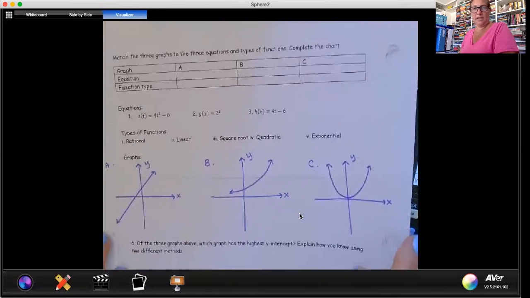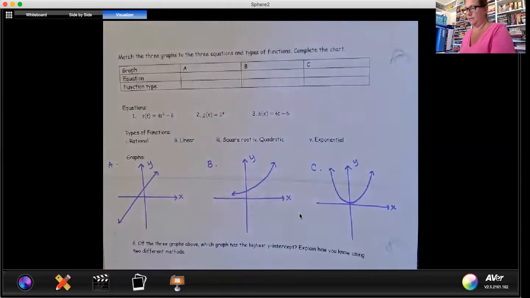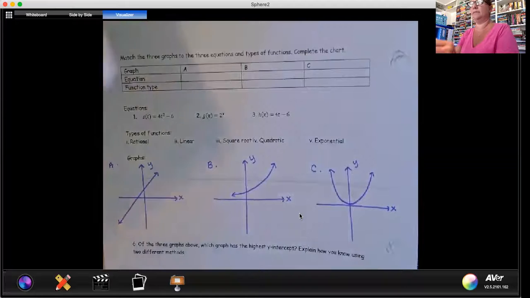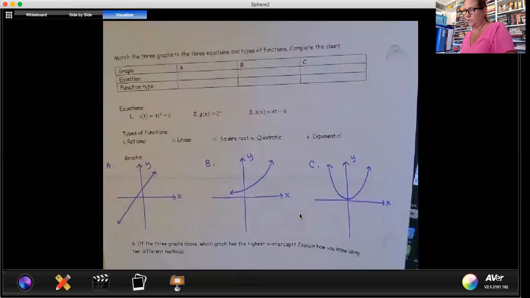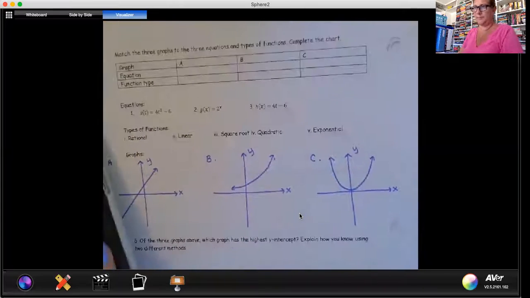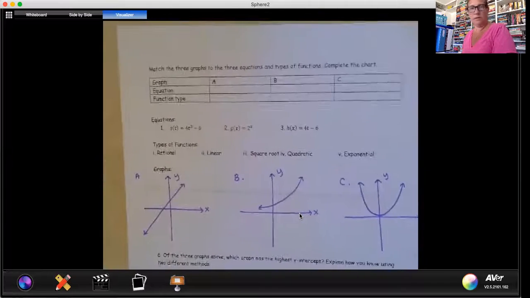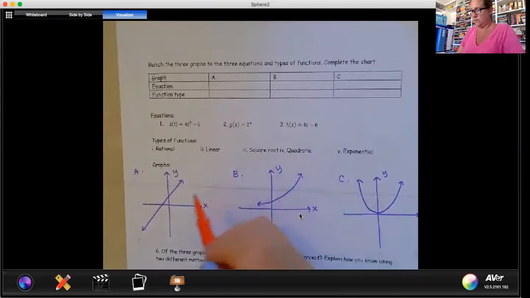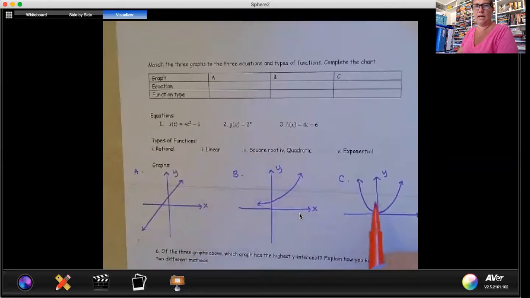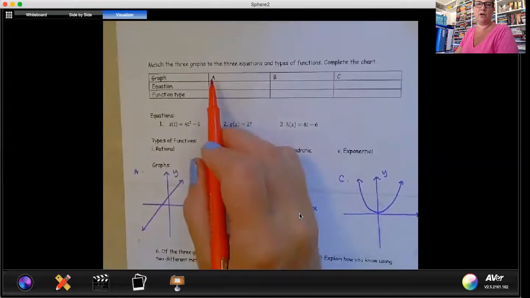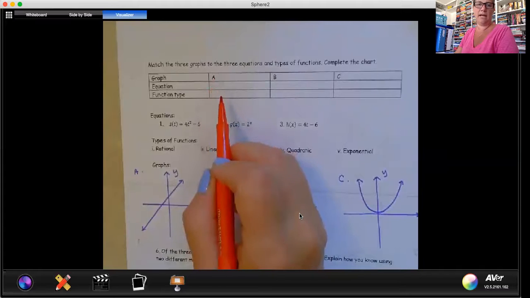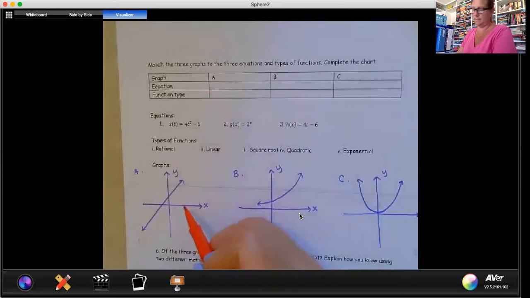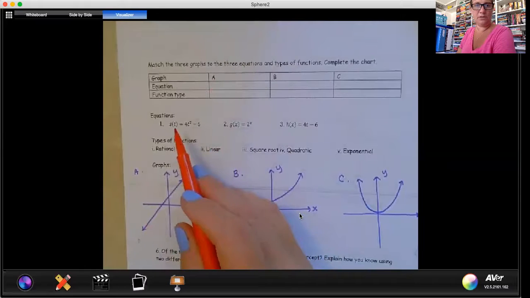We're going to do some matching here if you guys want to take a second and pause your video so that you can get your graphs down. We're going to match the equation with the function type. So taking a look at graph A, graph B, and graph C, we're going to match graph A with an equation and a function type. So here's graph A.